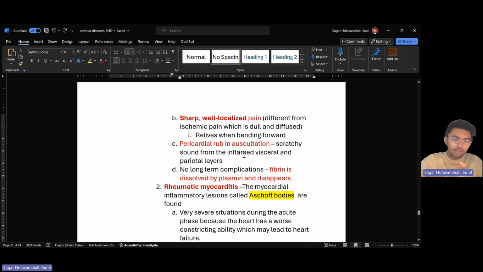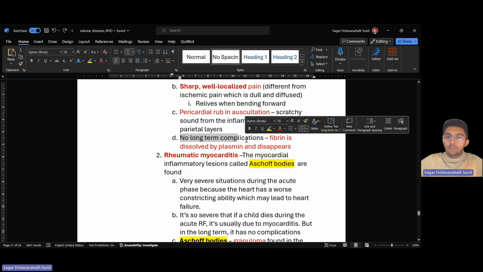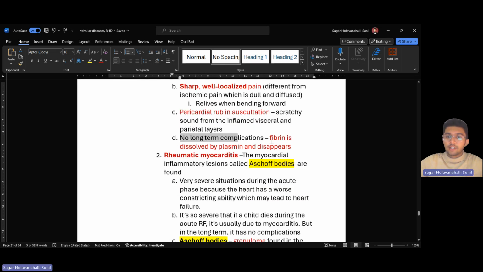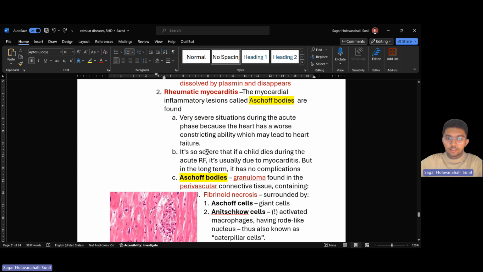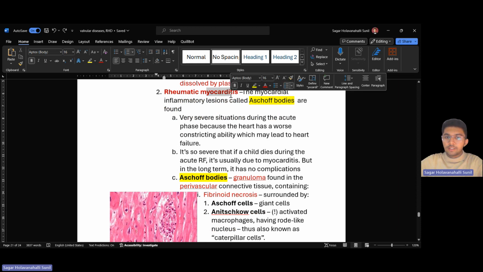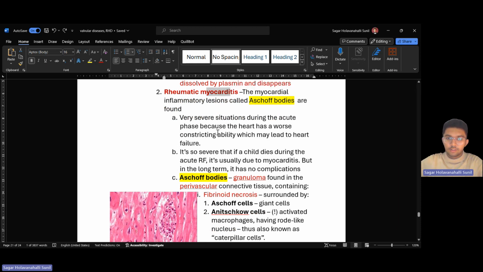It's more of a, I don't know if you can hear this through the speaker, but if you just rub your hands like this, somewhat similar to that. And there are no long-term complications in this as well. Fibrin can be dissolved by plasmin. Now, myocarditis, interesting fact, is a pretty serious situation and can cause death in acute rheumatic heart fever.